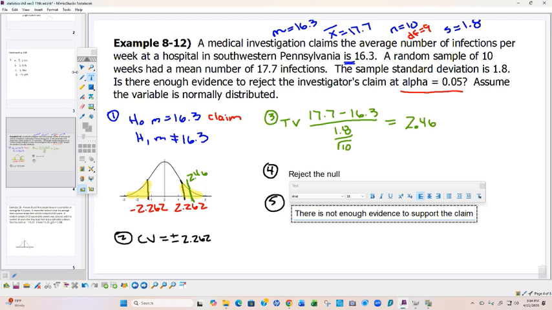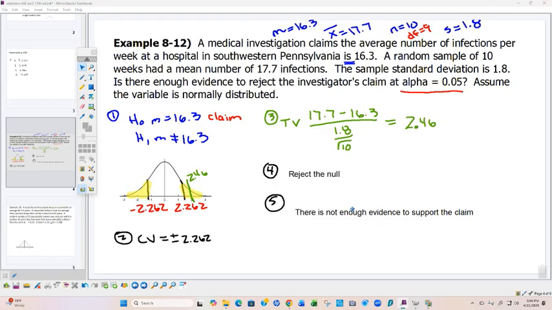In other words, they say that they're equal, but there's really not enough evidence within alpha 0.05 to say that those two things are going to be equal. There's probably a difference in those. So for step 4, reject the null because the white area is empty. It doesn't have the green test value. And for step 5, they claim the white area. You look right here. The evidence, the green line is not there, so it's not enough evidence to support the claim.